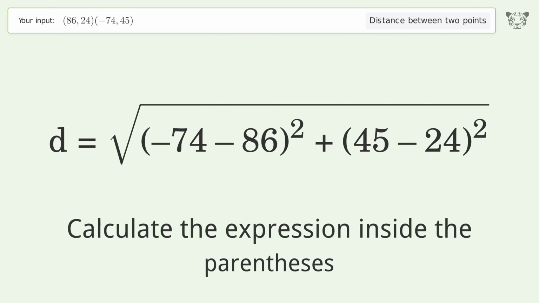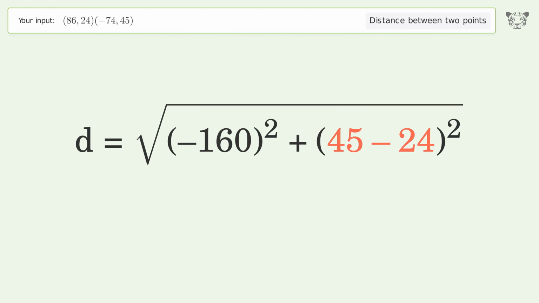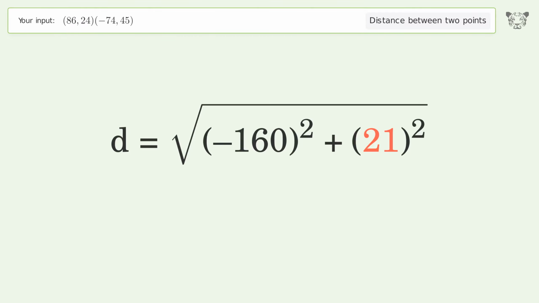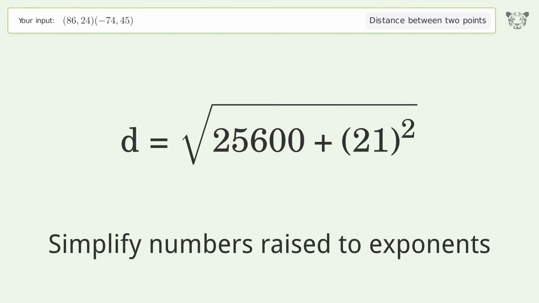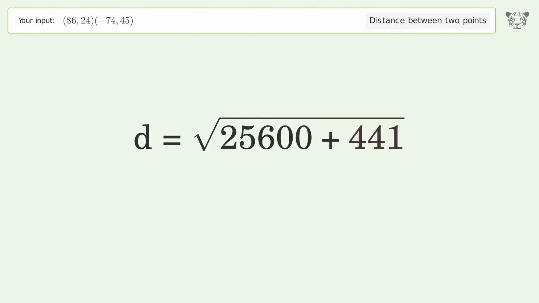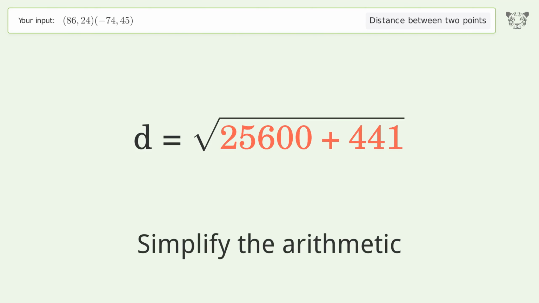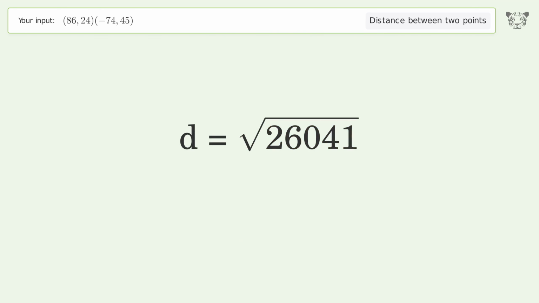Calculate the expression inside the parentheses. Simplify numbers raised to exponents. Simplify the arithmetic. And so the distance between the 2 points is the square root of 26,041, or 161.372.